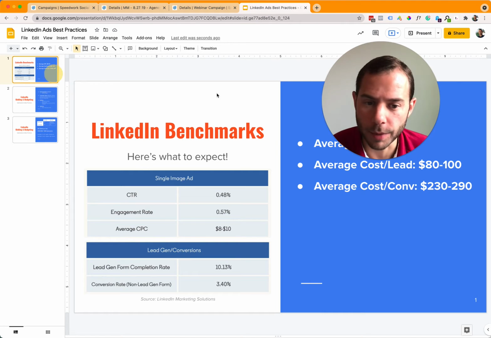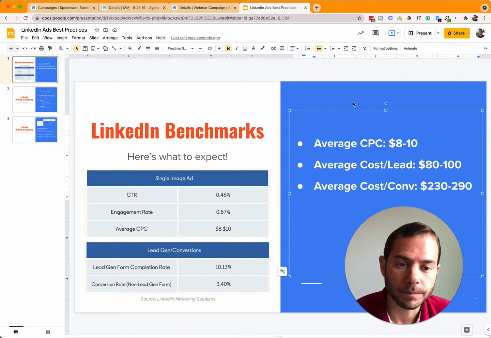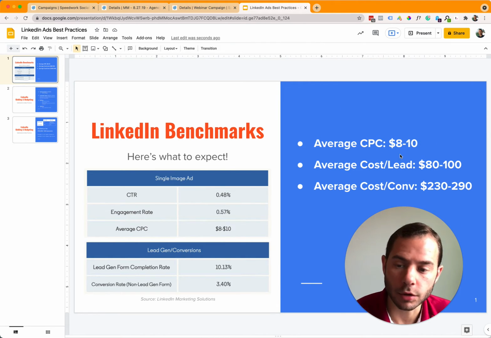So first thing is some benchmarks that LinkedIn publishes. If you're using LinkedIn, LinkedIn has premium traffic. They know they have high-level professionals that can be very valuable to target, so you're going to pay for those targeting options. The average CPC on LinkedIn in the US targeting middle management is about $8 to $10. If you're outside of the US, that tends to be significantly lower. And if you're targeting entry-level people, this might be lower. And if you're targeting very high-level people, such as C-suite and owners, this is going to be even higher.